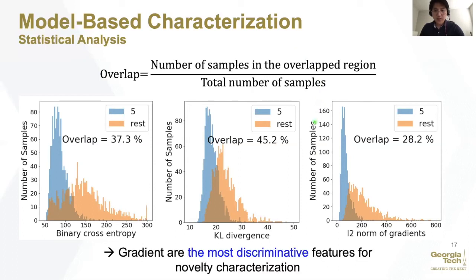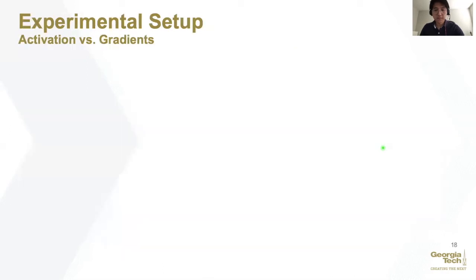As shown in this figure, gradient features show the smallest overlap between two histograms. This means that gradients are more discriminative features for novelty detection compared to other activation-based losses. We extend this idea and train novelty detectors using reconstruction error, latent loss, and gradients separately as features. We compare them to show the effectiveness of backpropagated gradient features for novelty detection.